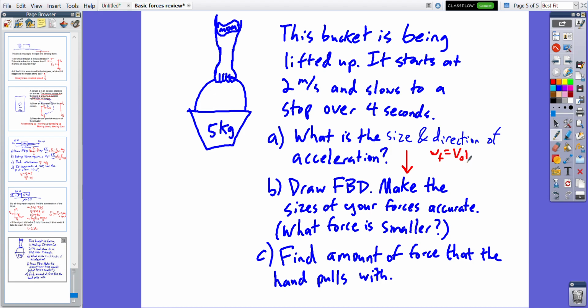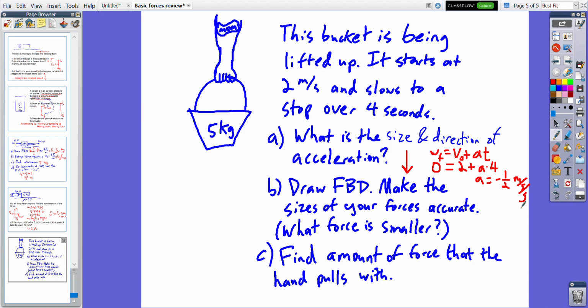And if you do this properly, the final velocity, as it slows to a stop, is 0. Initial velocity is 2. Acceleration is what I'm trying to find. 4 seconds is the time. If I solve this out, I will get negative 1/2 meters per second squared, all right? Now, what does the negative mean?